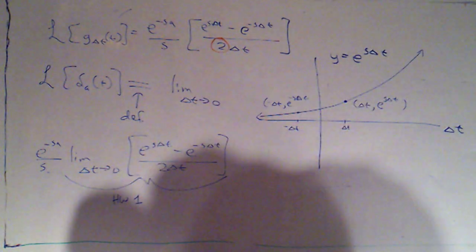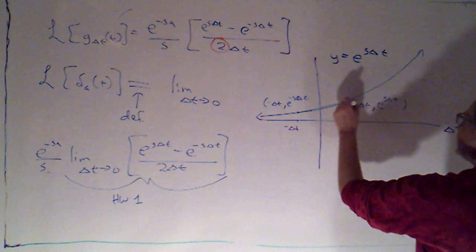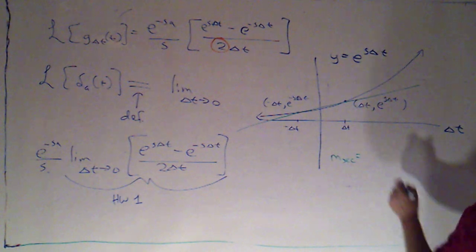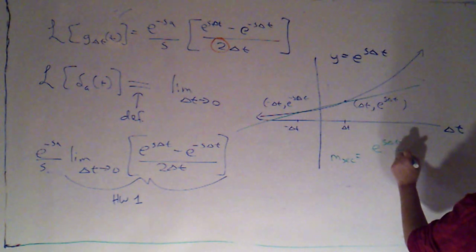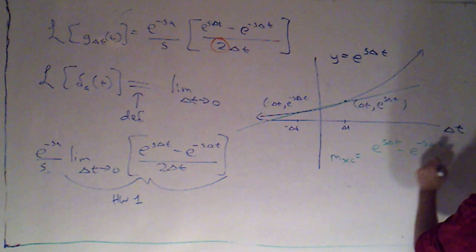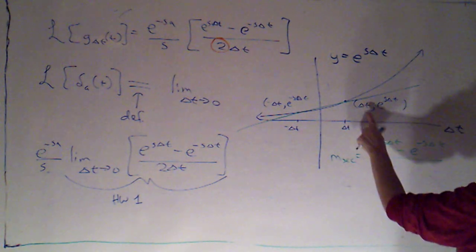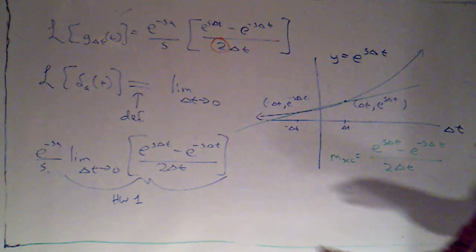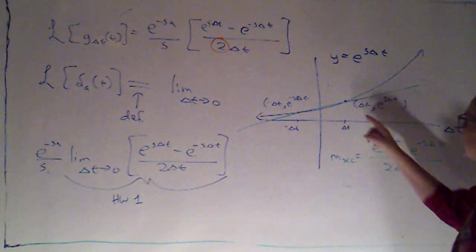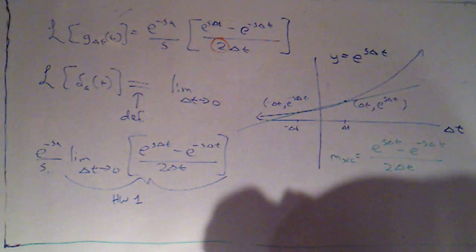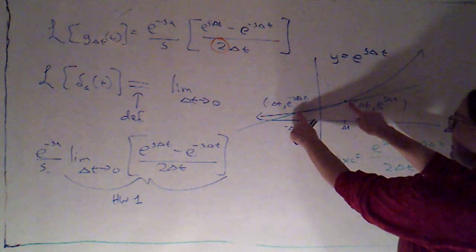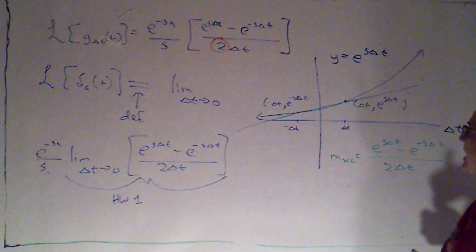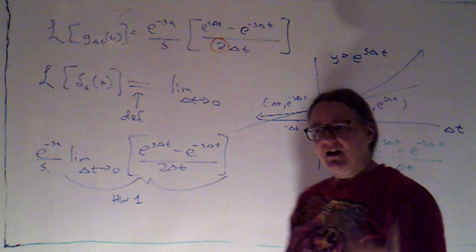Okay. Now, if I connect those points with a secant line, the slope of that secant line is going to be e to the s delta t minus e to the negative s delta t, that's the rise, over the run. Delta t minus negative delta t is 2 delta t. This expression, whose limit we're taking, actually represents the slope of a secant line. Now, as delta t goes to 0, both of these points are going to move. Both of these points are getting closer and closer and closer to 0. But that means that we're really taking the limit of a secant line.